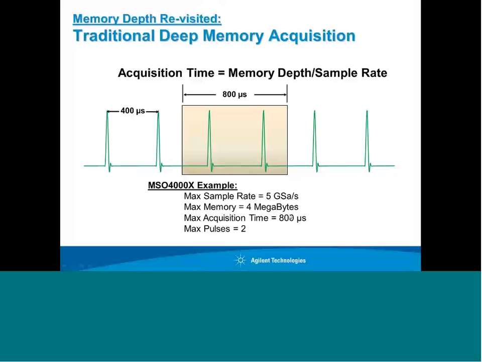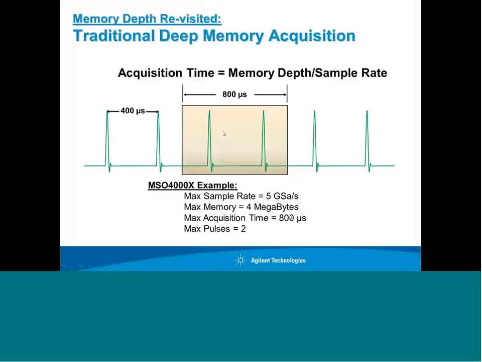Now remember, we mentioned that the maximum acquisition time that a scope can capture while using its maximum sample rate is the memory depth divided by the sample rate. So if we use the example of the specific scope for all the waveforms that I've captured in this particular seminar, it has a memory depth of 4 million points and a maximum sample rate of 5 gigasamples per second. So the maximum time that the scope can capture while sampling at its fastest rate is 800 microseconds.